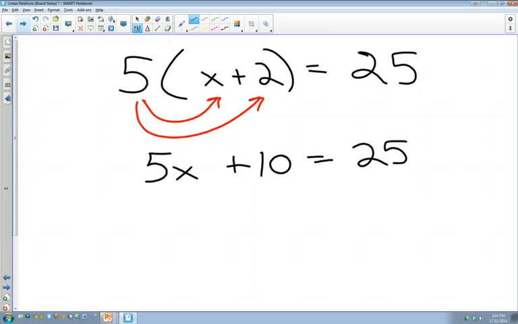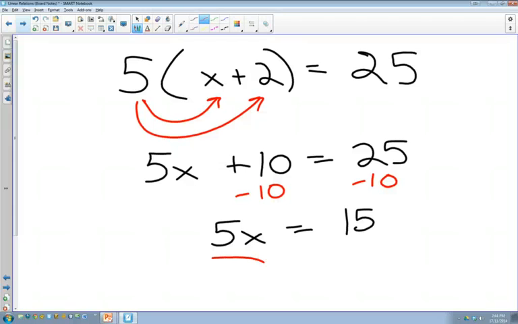Honestly, that's the hardest step for most students that they might mess up. Now, the next step is no constants on this side, no variables on this side. So to get rid of this constant, I subtract 10 from both sides. Let's rewrite it. 5x equals 15. Final step, isolate the variable by dividing by 5, both sides, leaving me with my final answer, x equals 3.